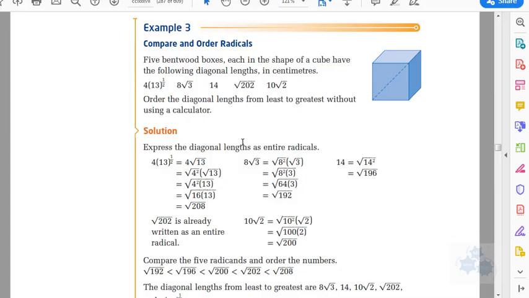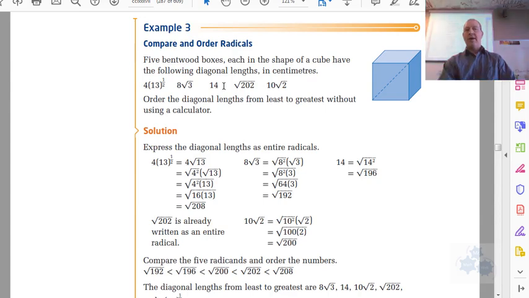All right, so example 3 asks you to compare and order radicals. We won't do this together, but if you wanted to order these, what you might want to try is to reduce them, make them as simple as possible, or make them all entire radicals so you can just compare the numbers inside. That would probably be your best approach, and that's kind of what they did here.